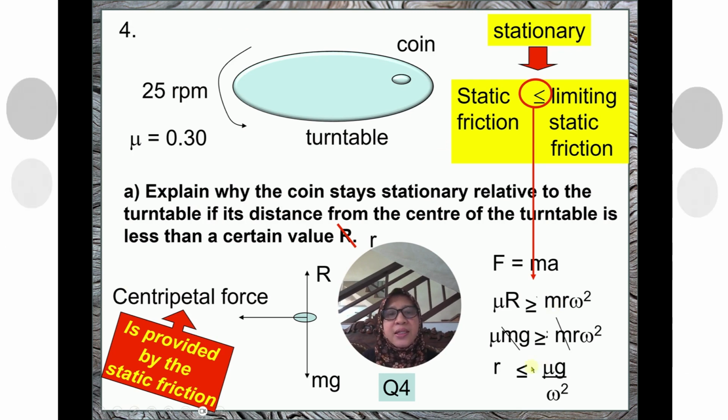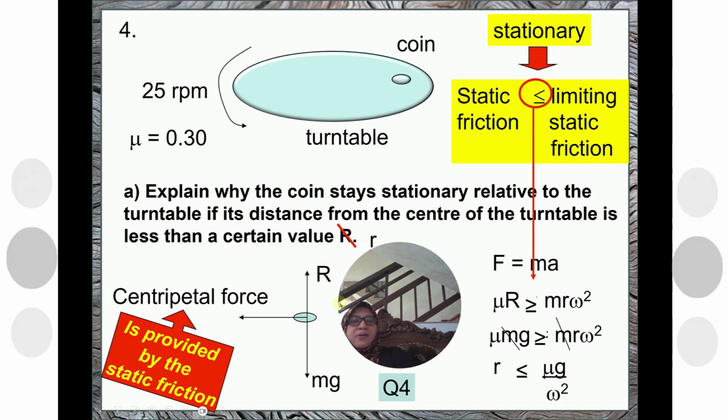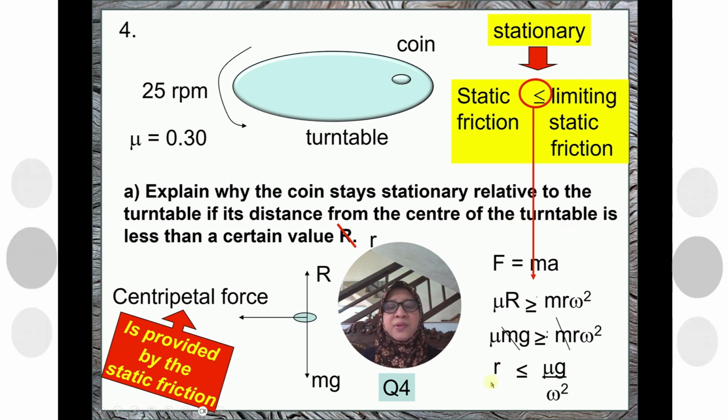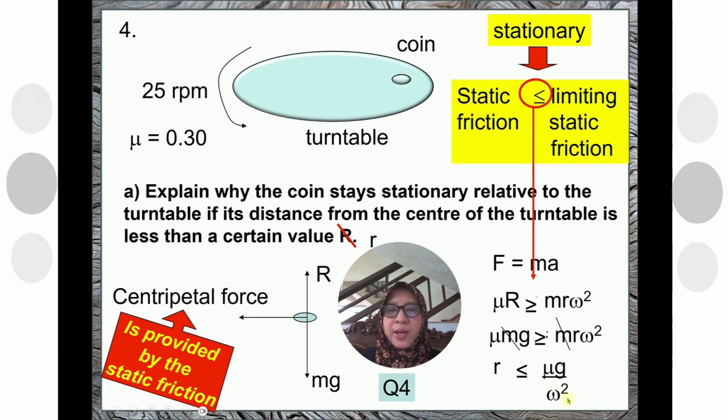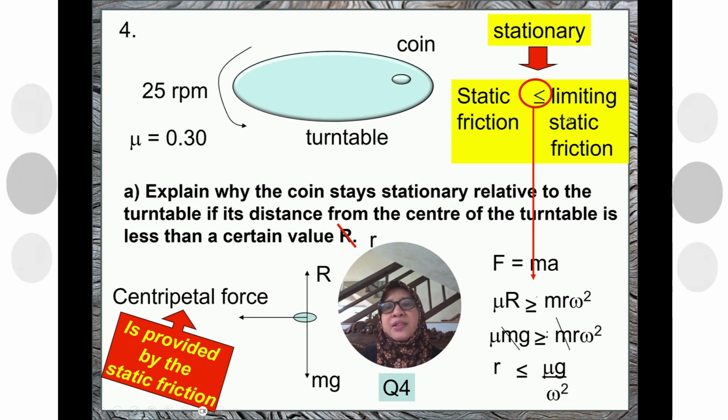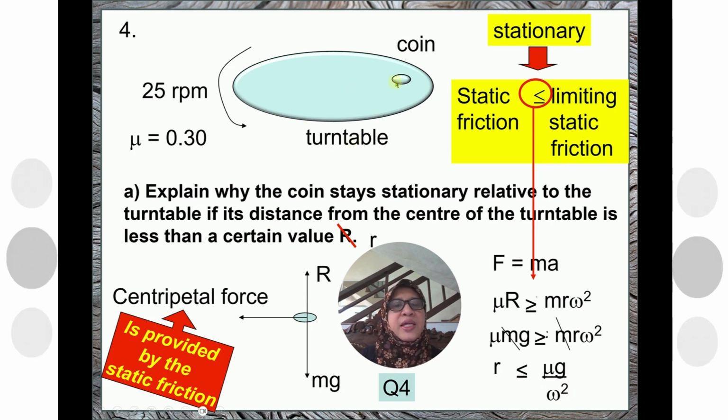So this is the answer. The radius, or the distance from the center of the turntable, which is also equal to the radius of the circular motion, must be less than or equal to mu g over omega squared for the coin to stay stationary. If it exceeds the limiting static friction, the coin will start to slide.